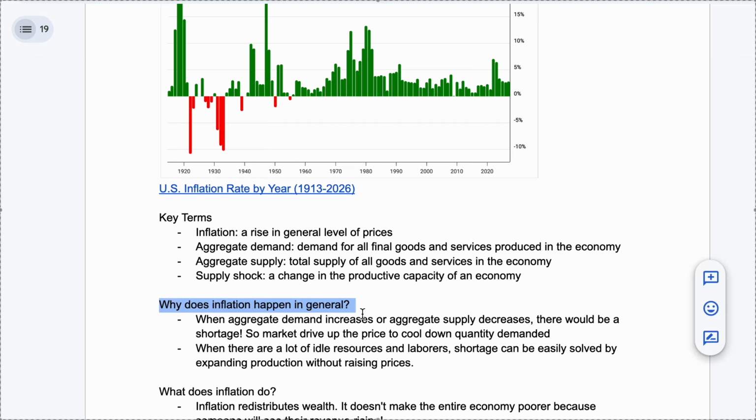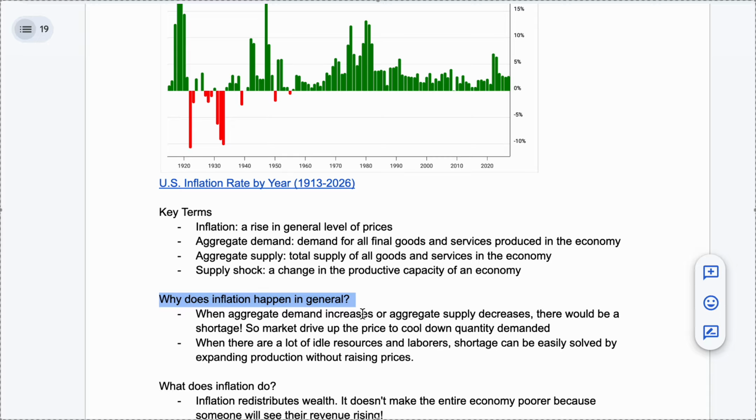Let's start with why inflation happens in general. The answer is that inflation is caused by shortage. What is shortage? Shortage is excessive demand over the supply. Excessive quantity demanded over quantity supplied. So if quantity demanded is larger than, or exceeds, quantity supplied, that means shortage is happening.